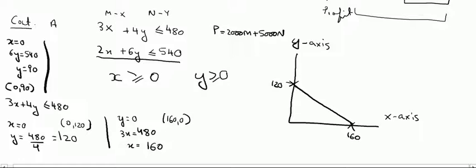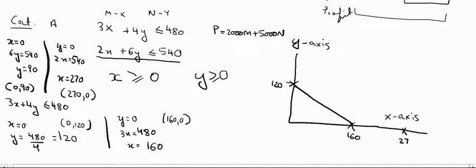The second point, if I put y equals 0, 2x will be equal to 540 and therefore x will be equal to 540 divided by 2, which is 270. So the second point will be (270, 0). Drawing this on our graph, we will have 270 somewhere over here and we will have y 90, (0, 90) somewhere here.